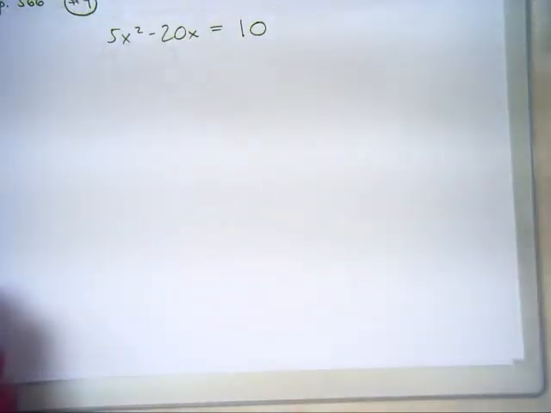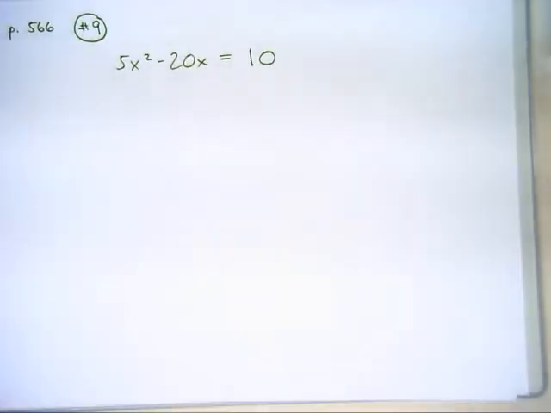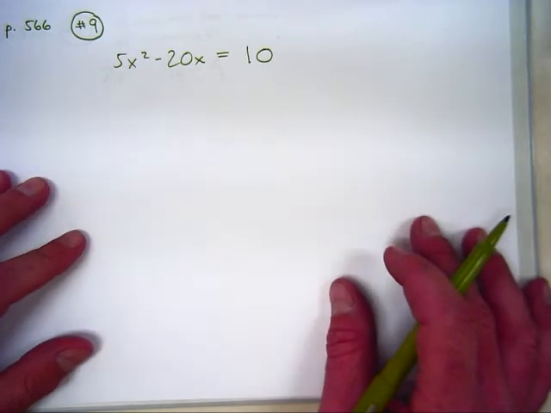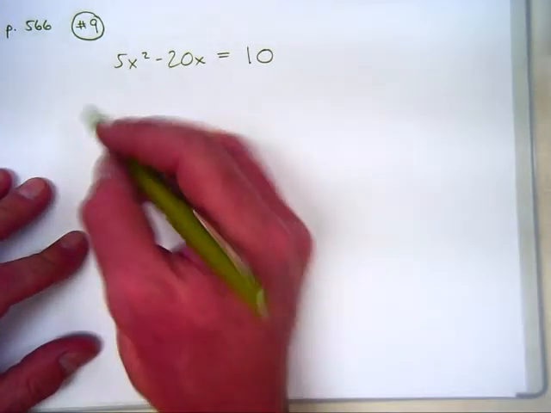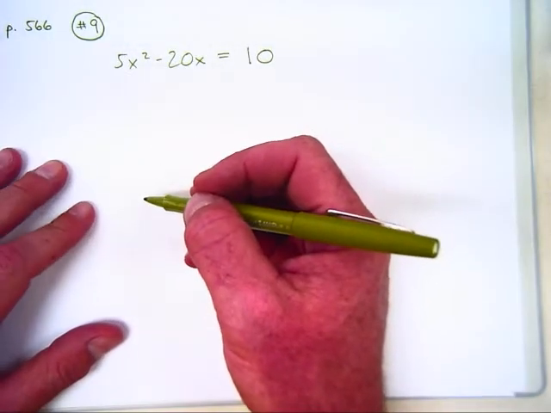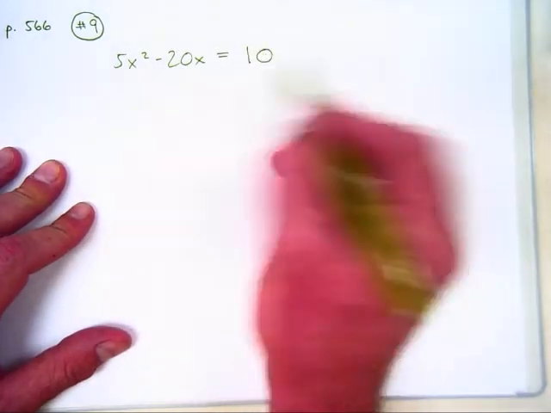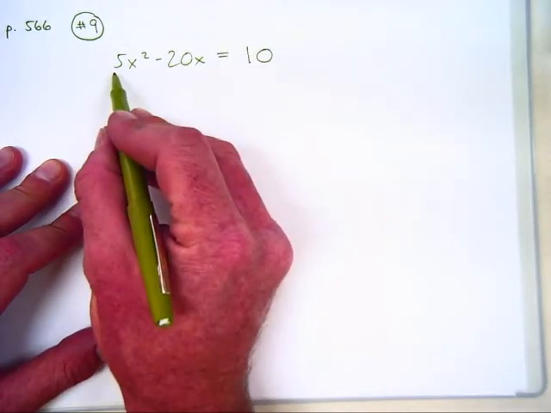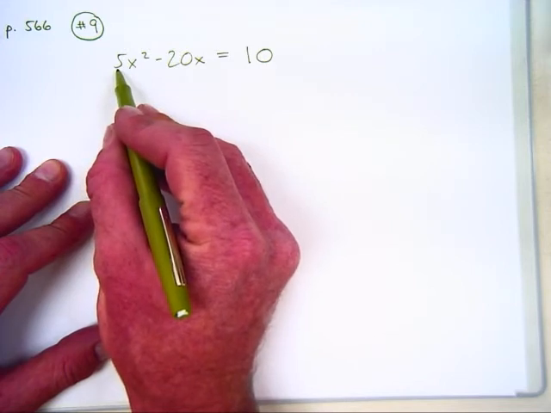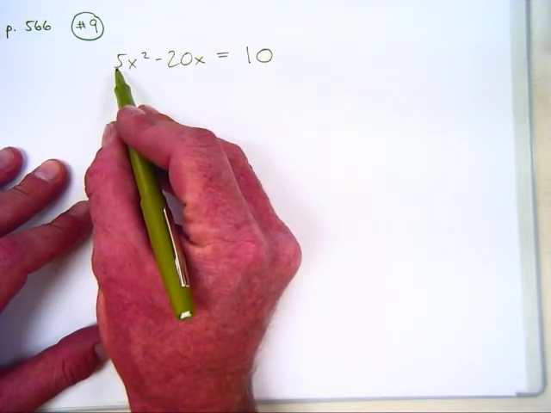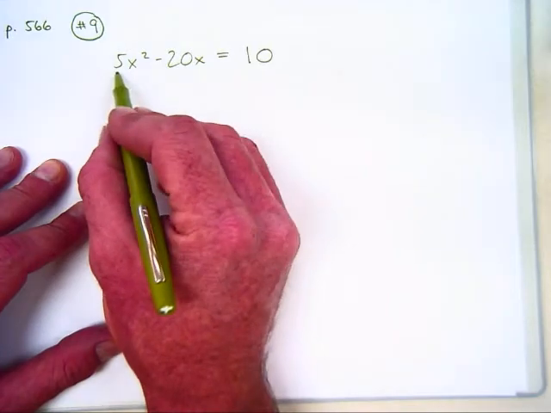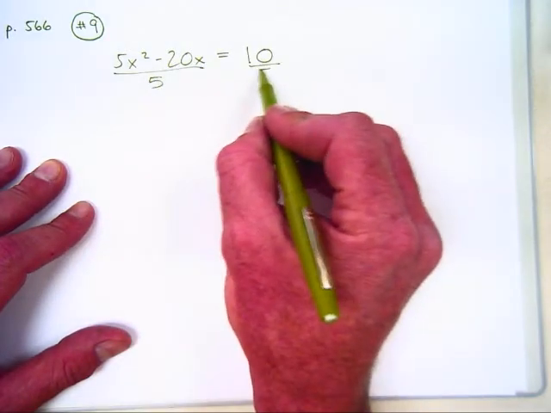Let's move on to page 566, number 9. What did they ask us to do here? They want us to do it by completing the square. What that means is turn this left side into a perfect square trinomial. They've already gotten the 10 over here, so we don't have to worry about that. The problem is we have a coefficient in front of the x squared. If we're completing the square, we can't do that. We have to divide everything by that to get rid of it. Pretty easy in this case.